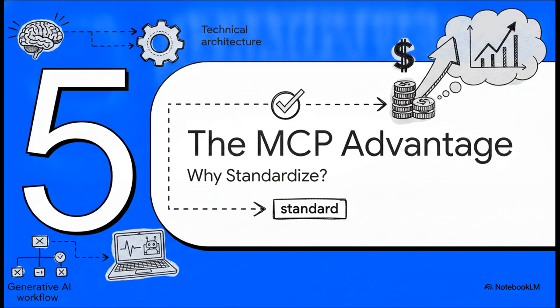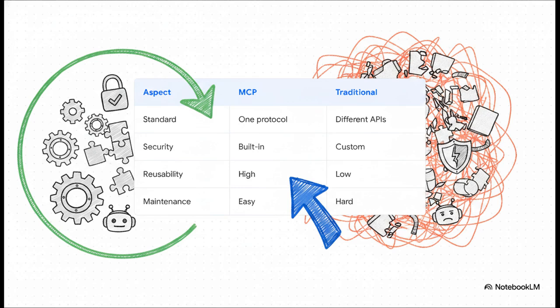Section 5, the MCP advantage. Why should you actually standardize? Let's connect all this back to your daily workflow. When you stack these approaches up against each other, the takeaways are pretty stark. With standardization, MCP gives you one protocol for everything. Traditional methods, they leave you juggling a dozen different APIs and formats. On security, MCP has built-in practices, while traditional methods require you to reinvent the wheel every time. Reusability is extremely high with MCP. Your tools and prompts are fully reusable across environments. Ultimately, you're trading scattered high-maintenance code for a centralized system that is just so much easier to maintain.